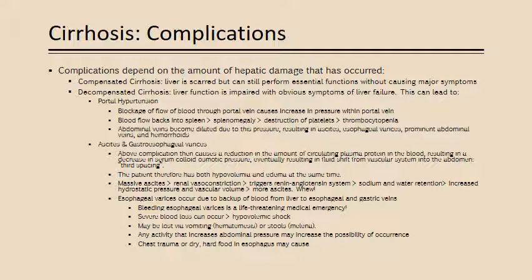This causes a destruction of platelets, and the spleen is responsible for platelet formation, right? If we start destroying those, what do we get? Thrombocytopenia. So that's one of the possible outcomes of portal hypertension, portal being the portal vein. The abdominal veins also become dilated due to this pressure, and this results in ascites, abdominal fluid. It also will result in esophageal varices, prominent abdominal veins, and hemorrhoids.